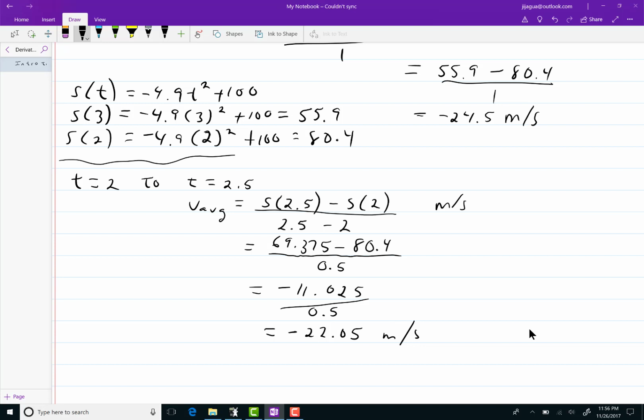Now, when it comes to the instantaneous velocity at 2 seconds, notice the average velocity from 2 to 3 was negative 24.5, the negative indicating you're going downwards and it's dropping. That's why all these are negative. Here, from 2 to 2.5, I register a slightly smaller average velocity.